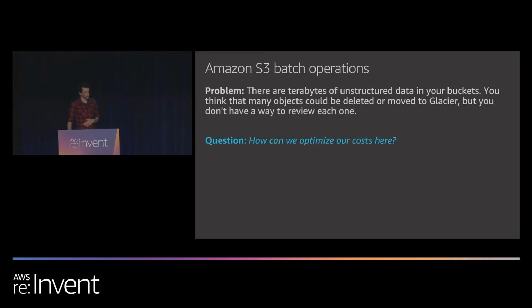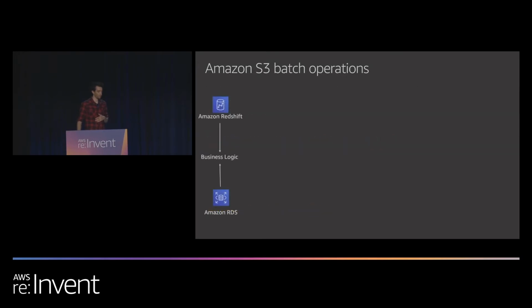So the reason this is a better fit for batch operations is that in this particular case, the answer to that question, should I move it to Glacier? Should I keep it in this storage class or do something else with it? It depends on domain-specific information. It depends on the nature of the business itself. It isn't a one-size-fits-all thing. So let me explain how we use batch operations more specifically here.